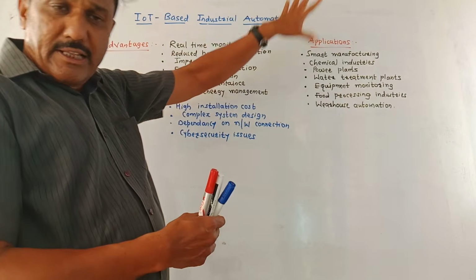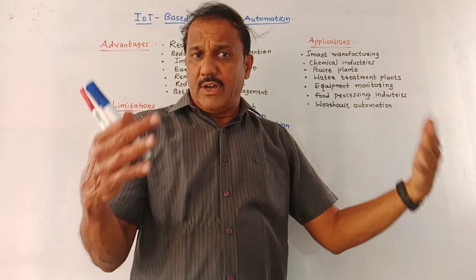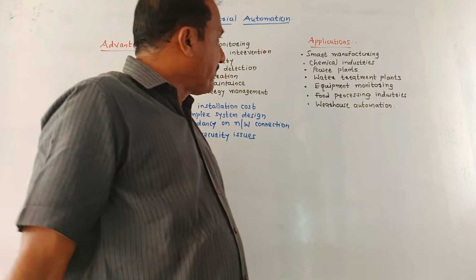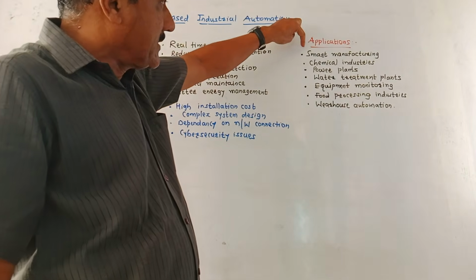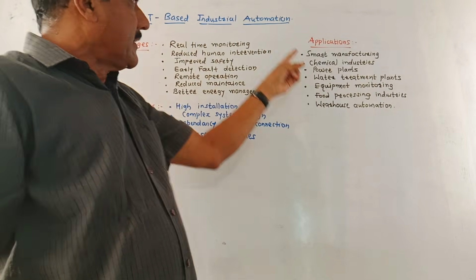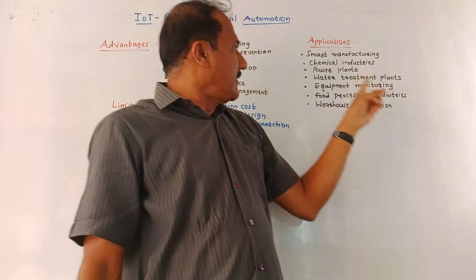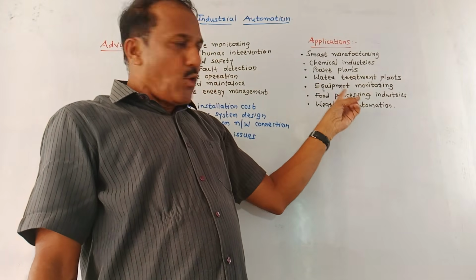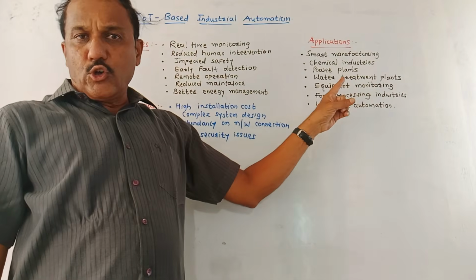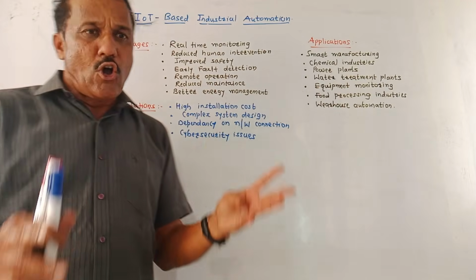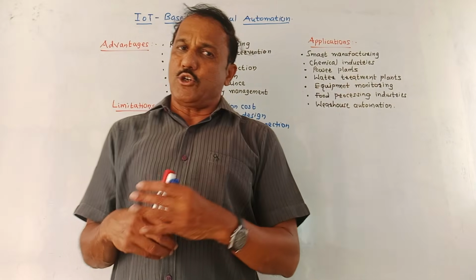Then applications: there are n number of applications where this automatic system is used in industrial processing. I have listed a few applications. So smart manufacturing, then chemical industries, power plants, water treatment plants, equipment monitoring, food processing industries, and warehouse automation. So this is about advantages, limitations, and applications of IoT-based industrial automation process.